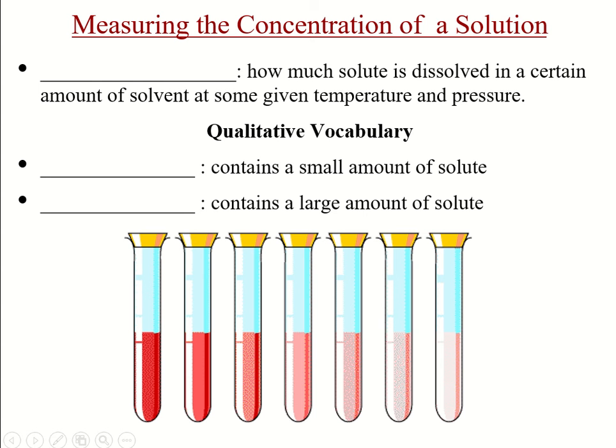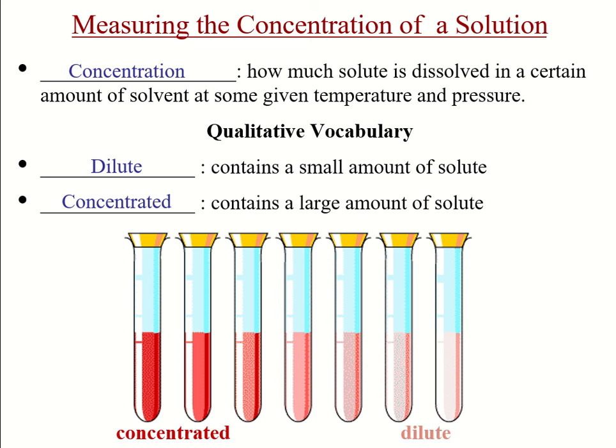Next, I want you to know some vocabulary about concentrations in a solution. Concentration is just simply how much solute is dissolved in a solvent. So we have dilute solutions, which would have a very small amount, and we have concentrated solutions, which would have a large amount. In this example below, I've used a solute that turns the solution red so that you can clearly see the difference between concentrated and dilute.